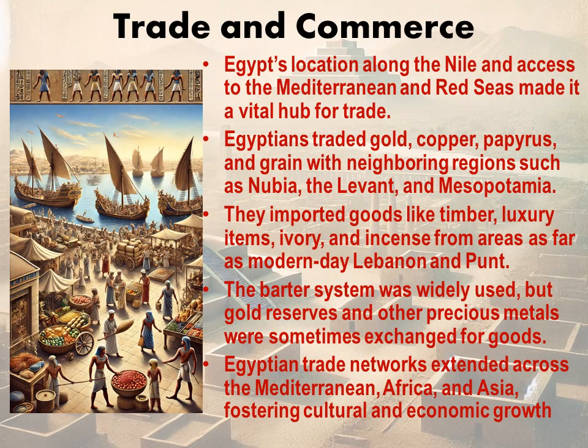Egyptian trade networks extended across the Mediterranean. Mediterranean means towards the north of Egypt. The trade network was also there in numerous parts of the African continent and Central Asia, fostering cultural and economic growth. Now, how does cultural growth happen with trade transactions? When people are exchanging goods from one part to another, they are not only exchanging goods, they are also talking with each other, communicating with each other, and thus ideas also get exchanged. Hence there is a cultural growth also because of trade and commerce.